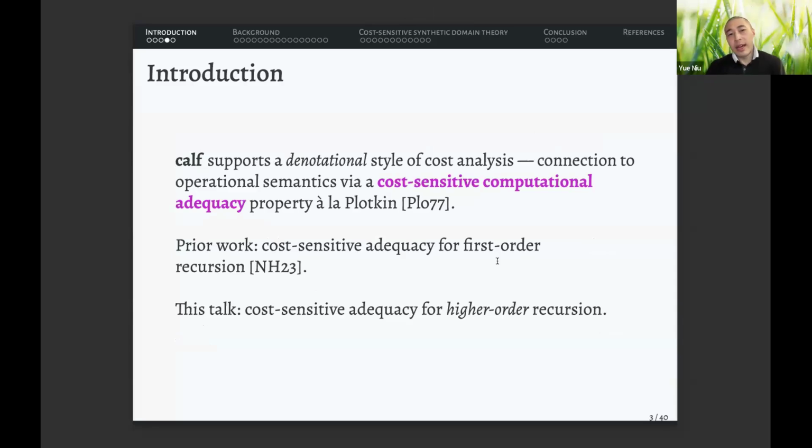Now, this type theory CAF supports a denotational style of cost analysis. The connection to operational cost semantics is made via a cost-sensitive generalization of computational adequacy of Plotkin. In prior work, we instantiated this property for a language equipped with first-order recursion. The goal of this talk is to extend this result to account for higher-order recursion.